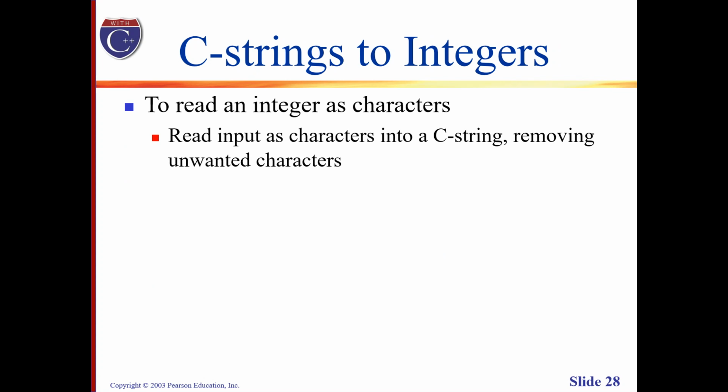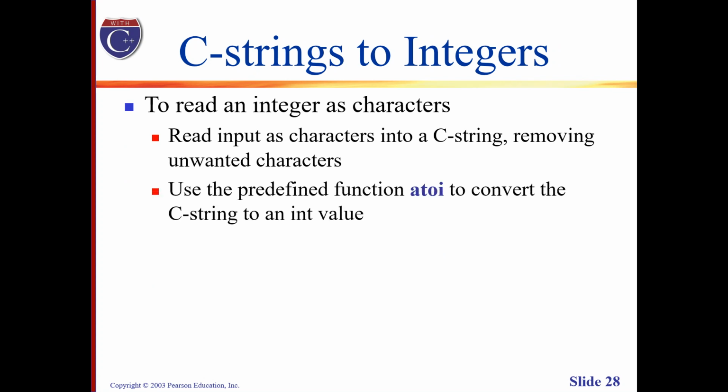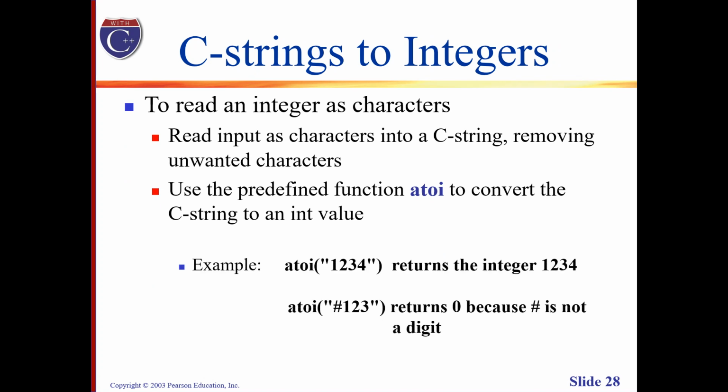So how do we convert C strings to integers? To read an integer as characters, we read the input as characters into a C string, thus removing unwanted characters. We also use the predefined function atoi to convert a C string to an int value, thus leaving us with integers. Here's an example. In this case, this example would process the string and return the integer 1, 2, 3, 4. In this case, this example would return 0 because the pound sign is not a digit.